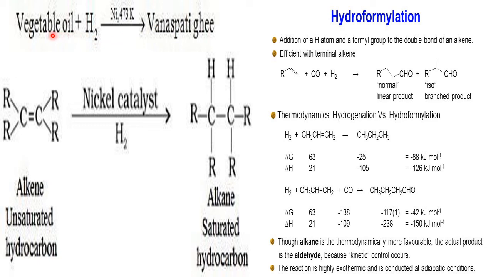Vanaspati, the vegetable oil. They contain double bonds. Vegetable oils are unsaturated hydrocarbons which contain double bonds. So we convert them into saturated oil, which is called ghee or dalda, popularly called dalda in the market. This dalda is prepared by passing hydrogen gas over vegetable oil, under nickel catalyst and 473 Kelvin temperature. So when hydrogen is passed over vegetable oil, it converts into vanaspati ghee known as dalda. This is used to prepare some sweets in the market.